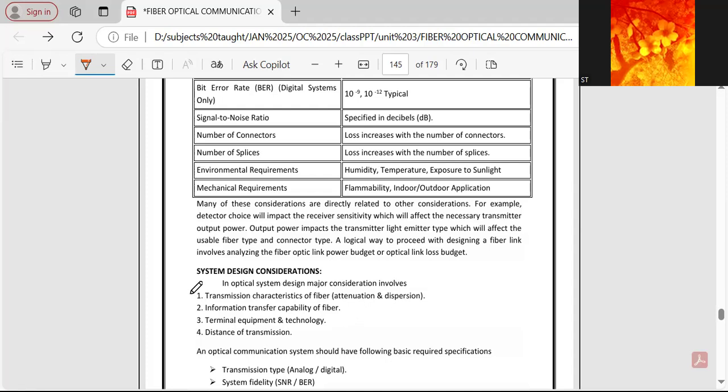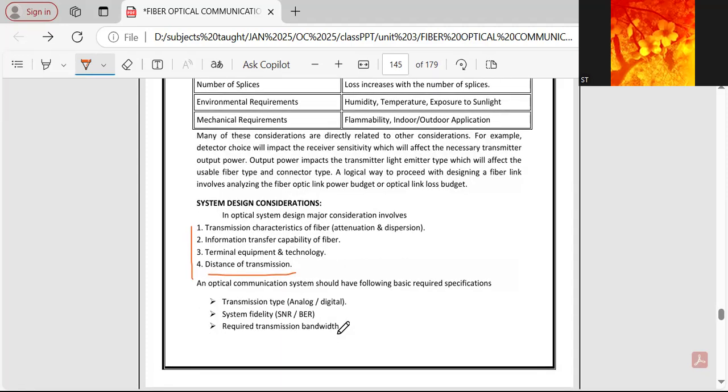So basically these are the four major considerations. First one is the transmission characteristics of fiber. It includes attenuation and dispersion. What are the information transfer capability of fiber, different terminal equipments and the technology, and what is the distance of the transmission. So these are the four specific system design considerations.